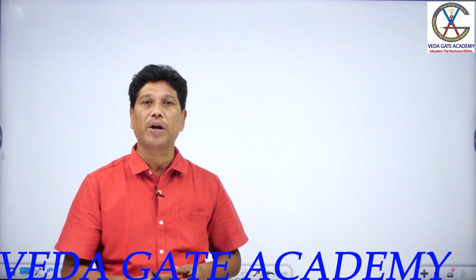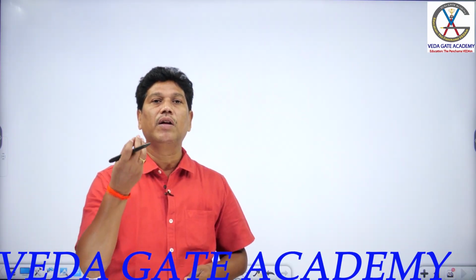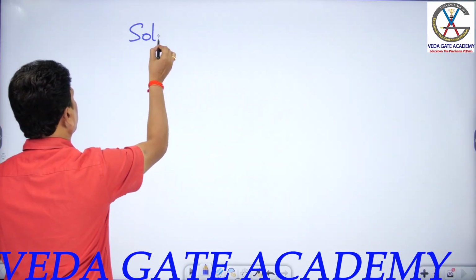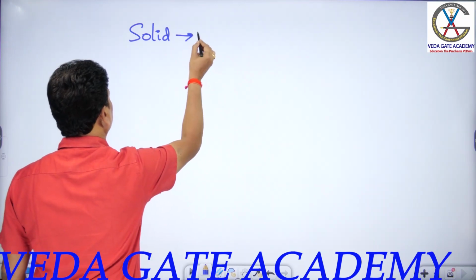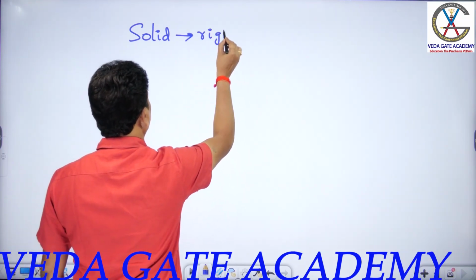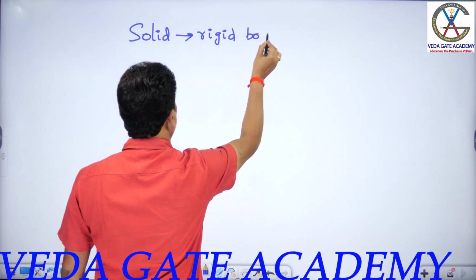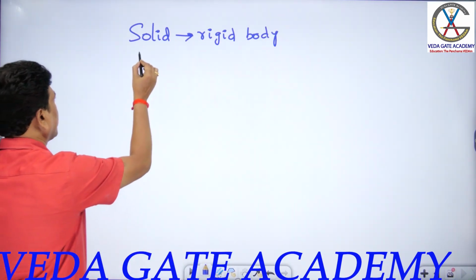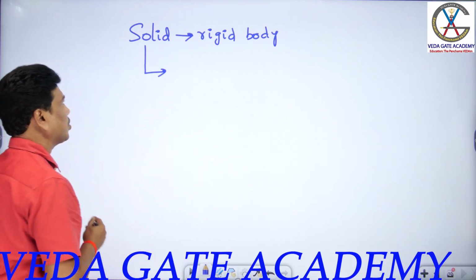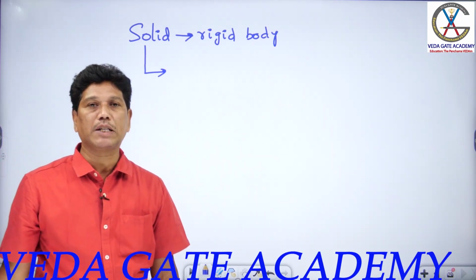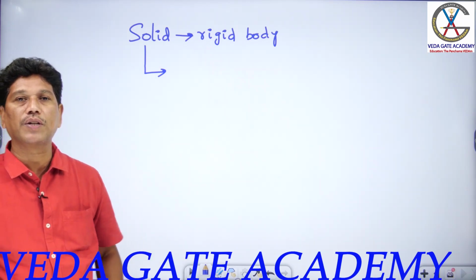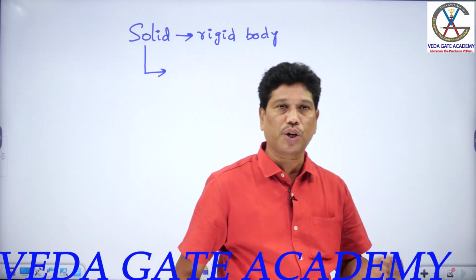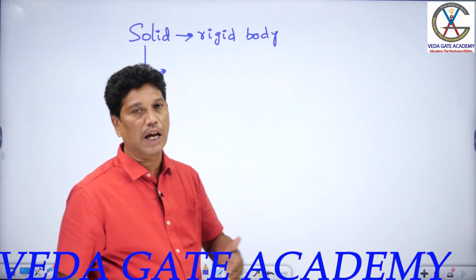So a solid is a rigid body, in which the atoms are kept very close together. Solid is commonly called a rigid body, right? And based on the atomic structure, this solid is again classified into two types. One is a crystalline solid, the other one is an amorphous solid.